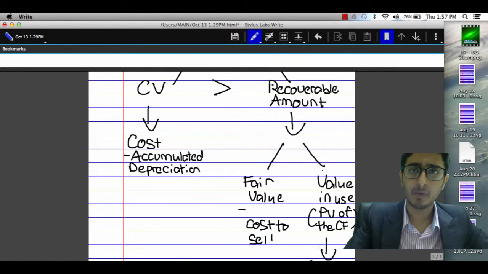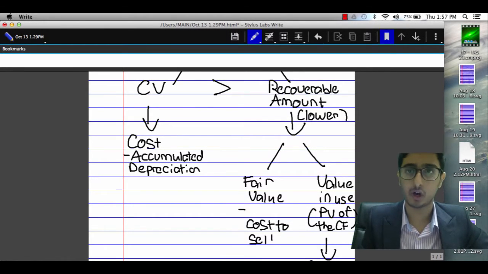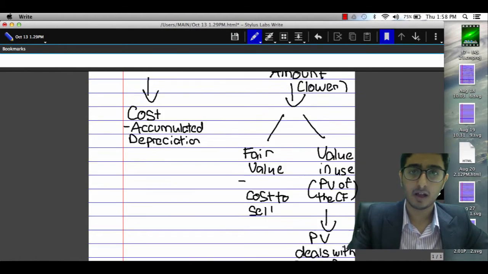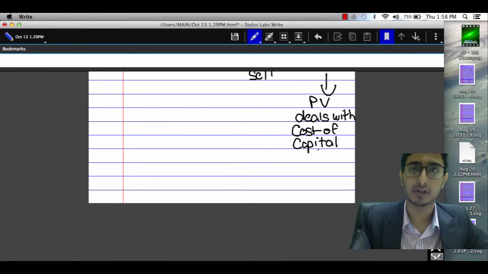Now you might be wondering, for recoverable amount there are two things, fair value and value in use. Which one do we take? We will take the lower one. Supposing my fair value minus cost to sell is $15 million, but my value in use is $12.5 million. This means I will consider the value in use. Why? Because it is lower. We take the lower of these two. Let's try doing an example to make things clearer.